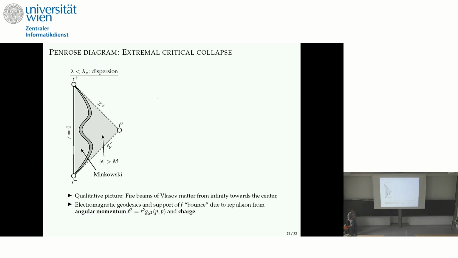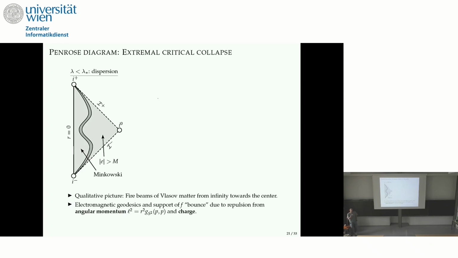So these are Vlasov matter coming in from infinity, and then they have to follow electromagnetic geodesics. In fact, there are two mechanisms for repulsion of such geodesics, namely one is due to angular momentum, and the second one is due to charge repulsion. And we exploit both of them to make the incoming Vlasov beam bounce in the bulk of the spacetime, and then go off to infinity again.